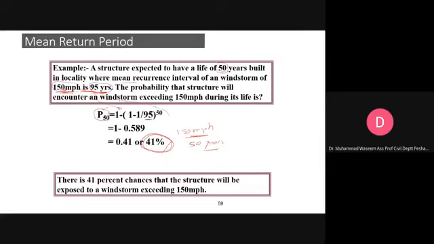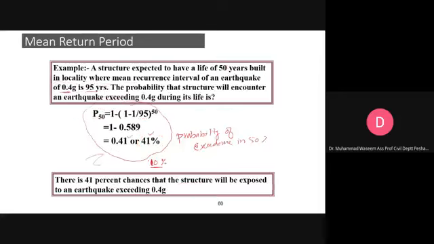So we will use simply this formulation. You plug in the N value, which is 50, and the R value, which is 95 years. So basically this is the formulation: 1 minus (1 minus 1/R) to the power N. So a 95-year return period means in 50 years there is a 41% chance of a storm of this velocity. So there is a 41% chance that the structure will be exposed to a windstorm exceeding a wind velocity of 150 miles per hour. The same formulation you can use for the earthquake.